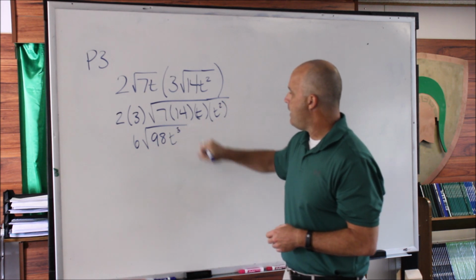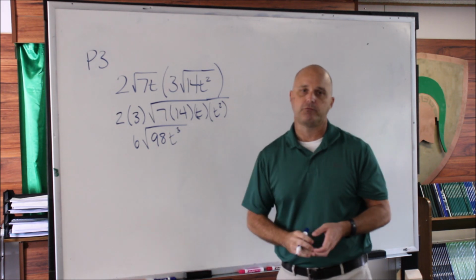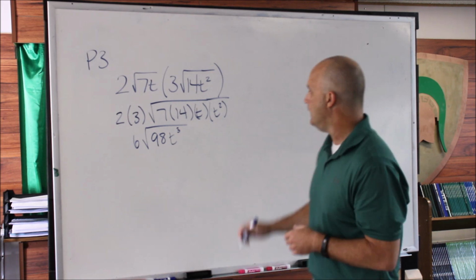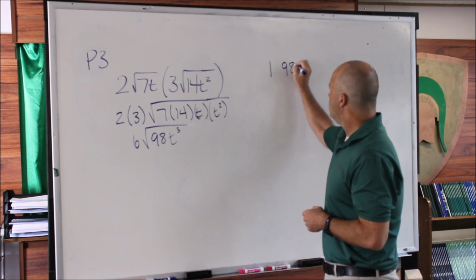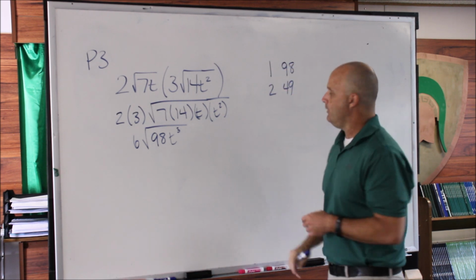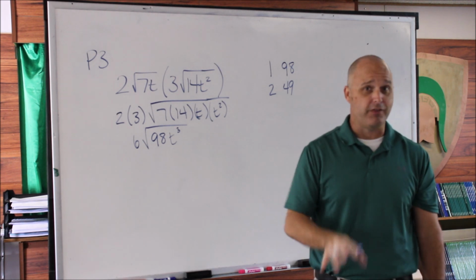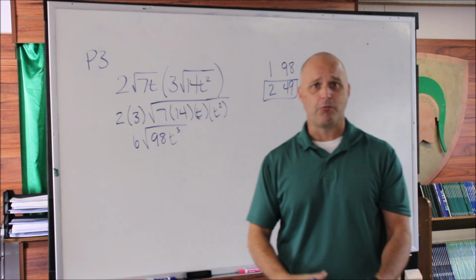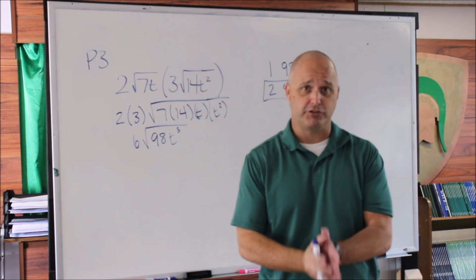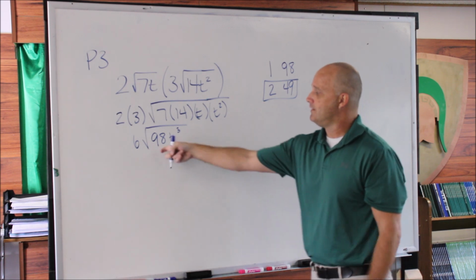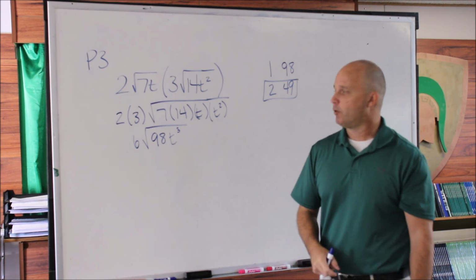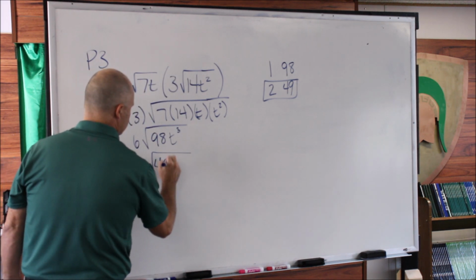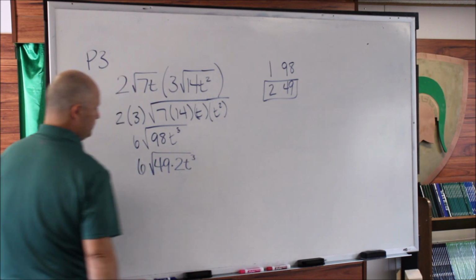Okay? So now what I've got to do is see if I can simplify this radical at all. So I'm going to look at the factors of 98. So I've got 1 and 98, 2 and 49, and you know what? I'm going to stop right there, because I already know that 49 is a perfect square. I'm not going to continue looking for more perfect squares when I already know that I've got the largest one possible. So I can break this 98 down into 2 times 49. So I'm going to go 6 square root of 49 times 2 t cubed.